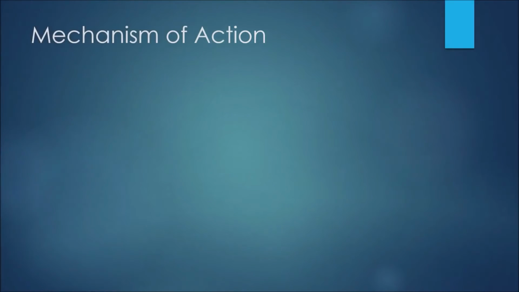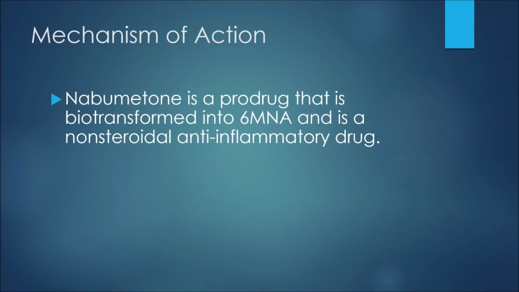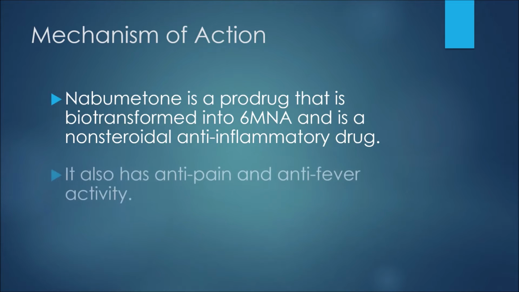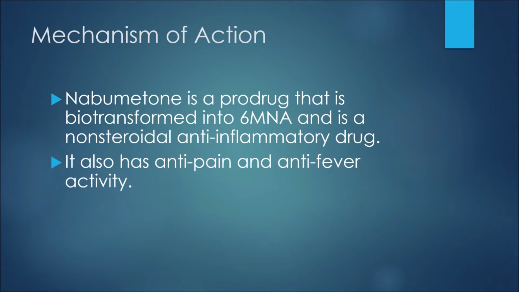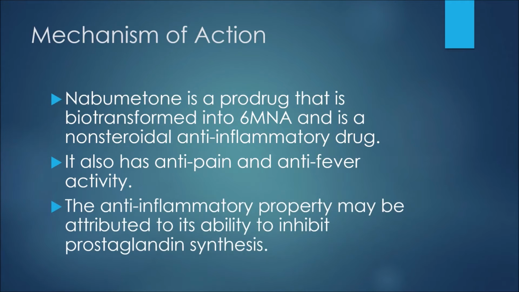So the first thing to discuss here would be the mechanism of action, or how this medication works. Nabumetone is a prodrug that is biotransformed into 6-MNA and is a non-steroidal anti-inflammatory drug. It also has anti-pain and anti-fever activity. The anti-inflammatory property may be attributed to its ability to inhibit prostaglandin synthesis.